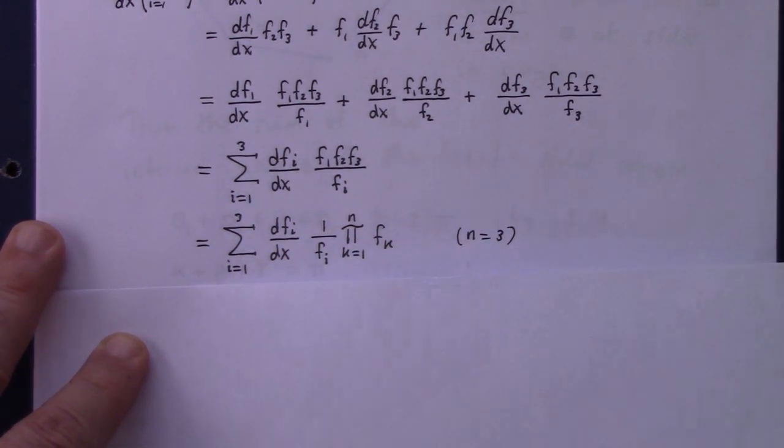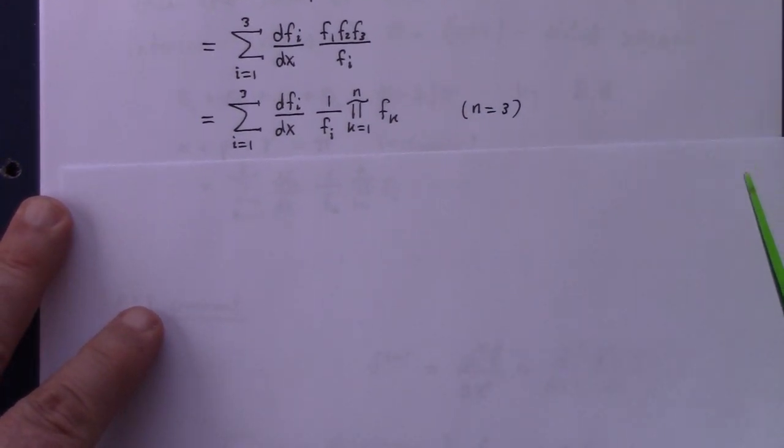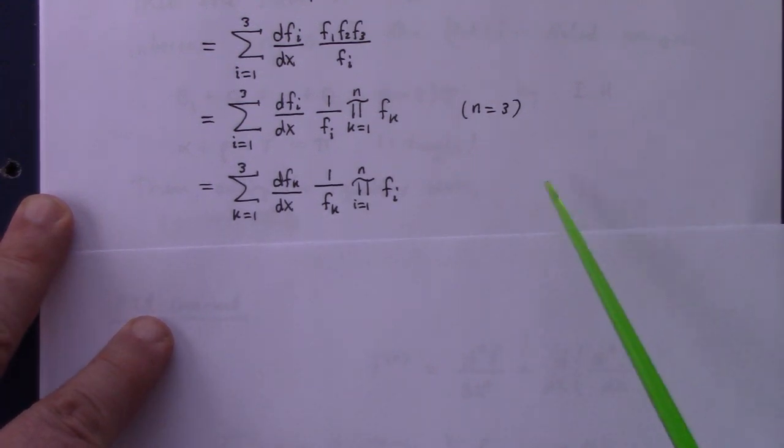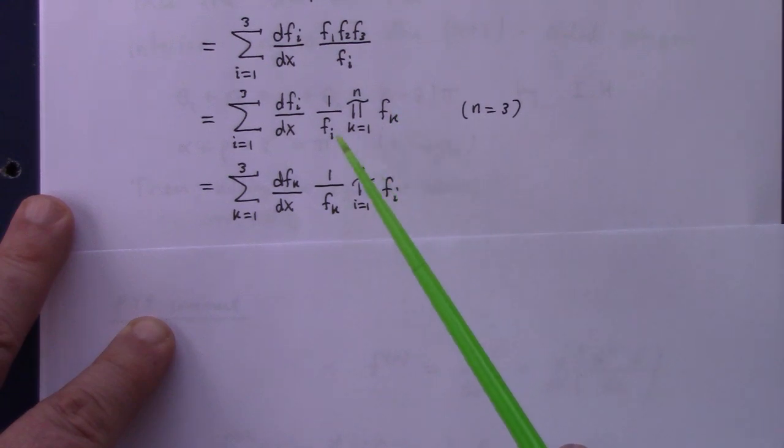At this point, I looked at the problem again. I was like, uh-oh, I switched the meaning of i and k, but this gives me a chance to talk to you guys about something, which is that these are dummy variables of summation and product, and you can change the letters, and the math stays the same.